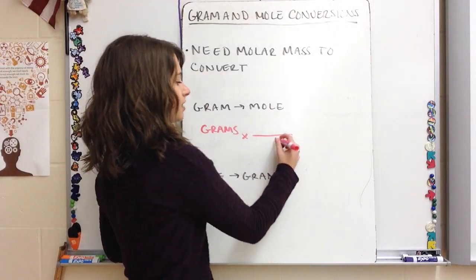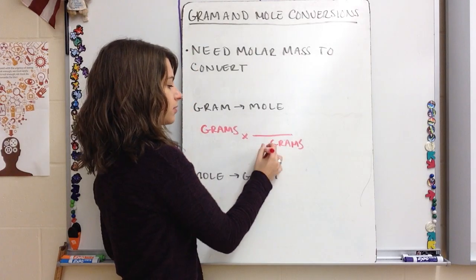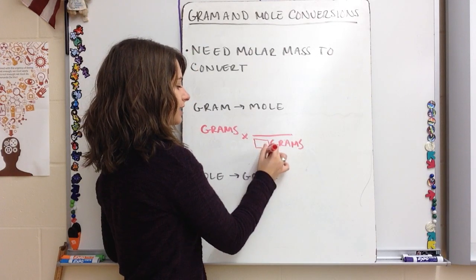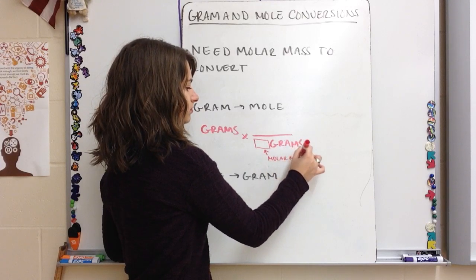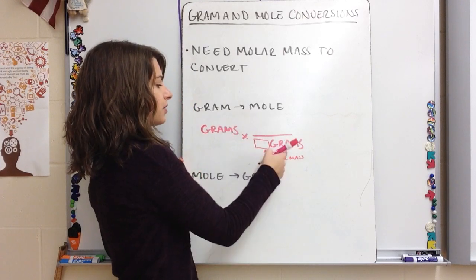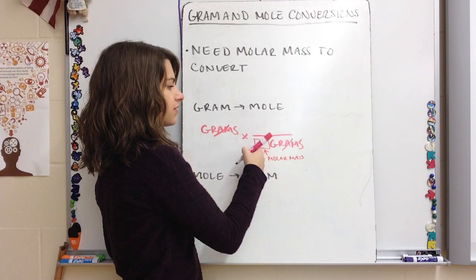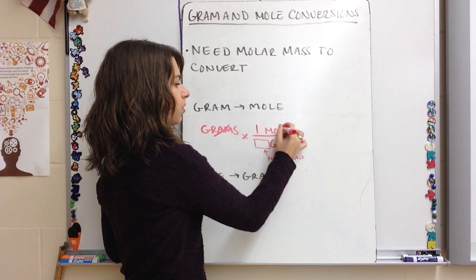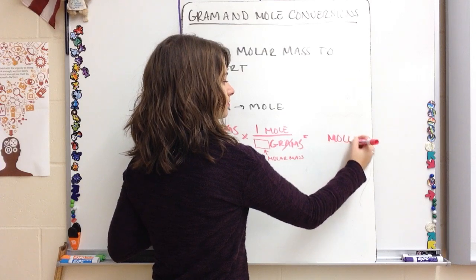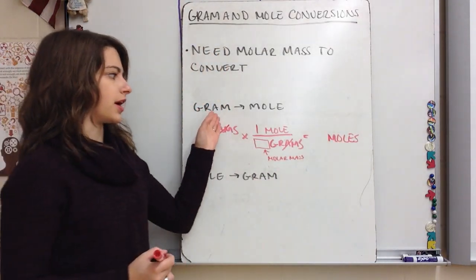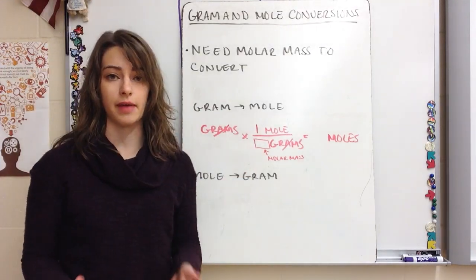So we're going to put grams on the bottom. And this will be your molar mass. So this number that goes right here, that's the number that you calculate for molar mass. Since we put grams on the bottom, that means our grams units will cancel. Molar mass is the number of grams in 1 mole. So 1 mole will go on top. We'll be left with our moles units. And that's how we convert from grams to moles. So you're basically going to take your number of grams and divide by the molar mass.